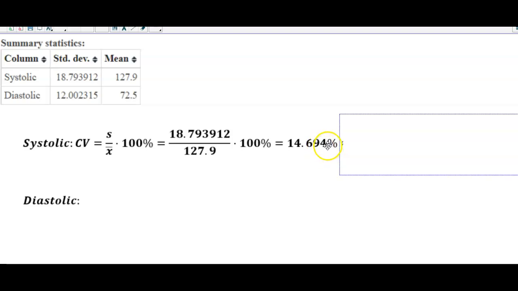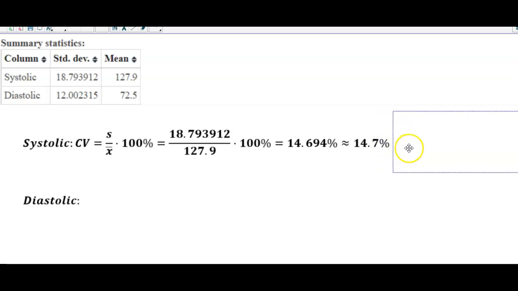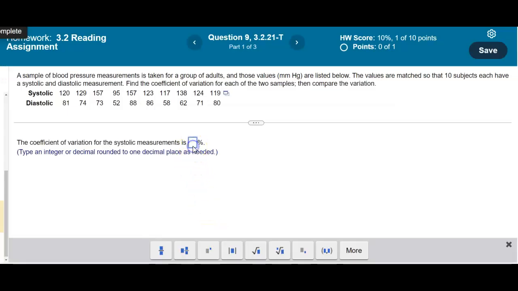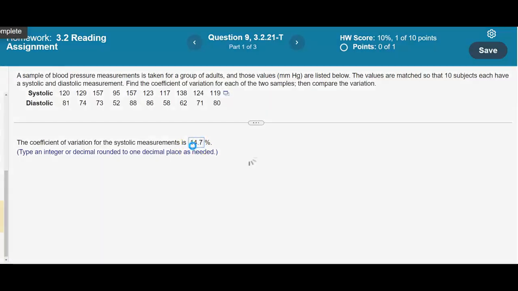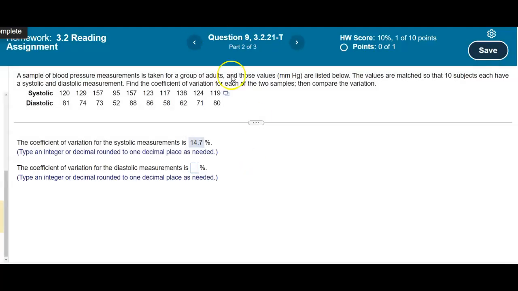Once we multiply it by 100%, we get 14.694%. The reason I'm cutting it off at 3 decimal places is because the question is asking us to round to 1 decimal place. Therefore, I round it to 1 decimal place and get 14.7%. Let's put that answer in and make sure we got it right. So for systolic, 14.7%, and there is our answer.